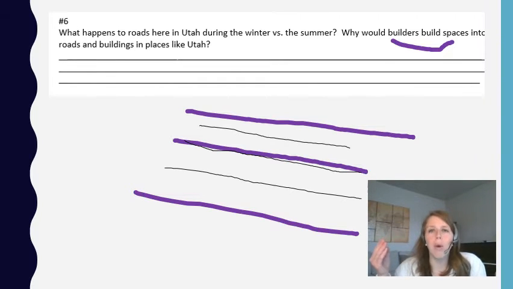Why would that be smart in a place like Utah, where we get quite warm in the summer and quite cold in the winter? Well, it's to allow that material some space for expansion and contraction.